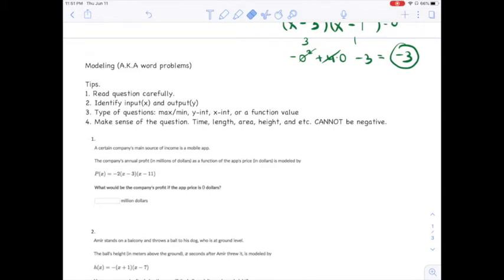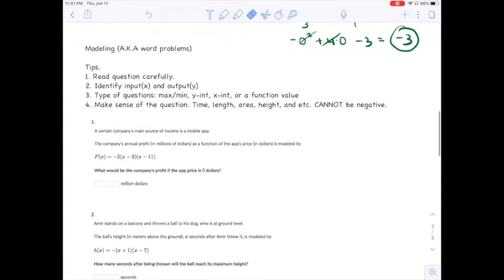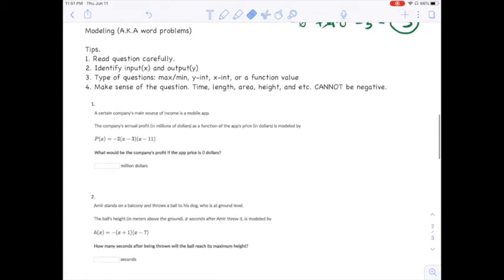Okay, guys, let's look at this one. So modeling. That could be a word problem. Here are some tips. First, you should read. If you don't read, you cannot get anything, right? You don't even know what the question is.